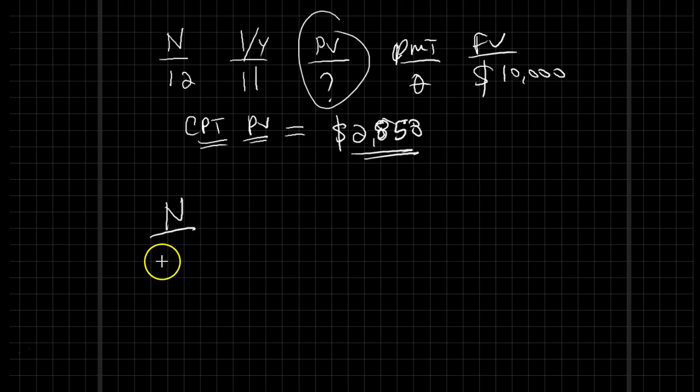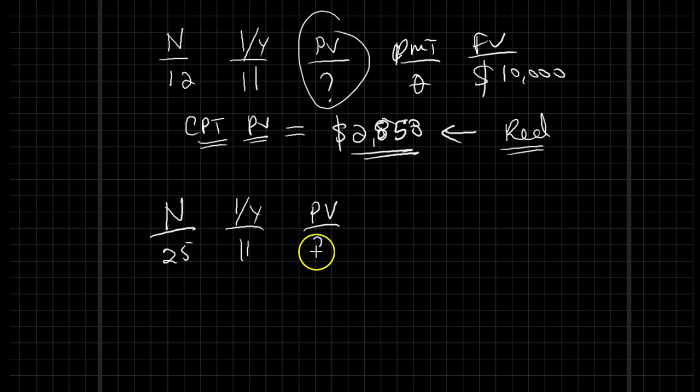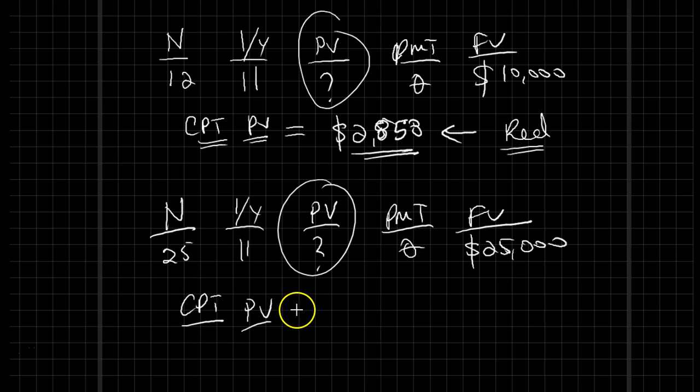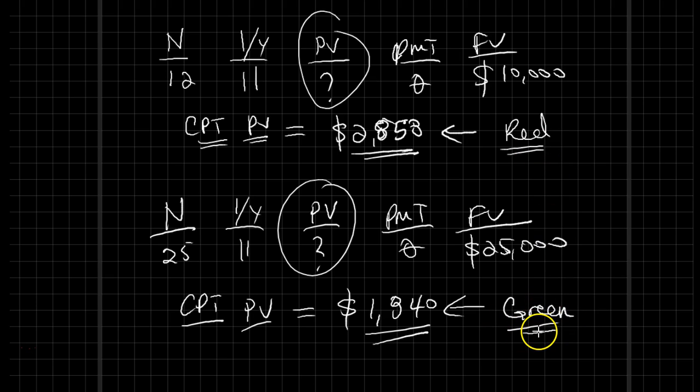We do the same thing for the other investment, the green one. We have 25 years. I/Y is the same, our discount rate is 11%. The present value is our question mark as well. No payments, this is not a stream of payments, and we are promised $25,000 at the end of this 25-year investment horizon. So we compute the present value of this investment, and it comes out as, I believe, 1840, pretty much the same.